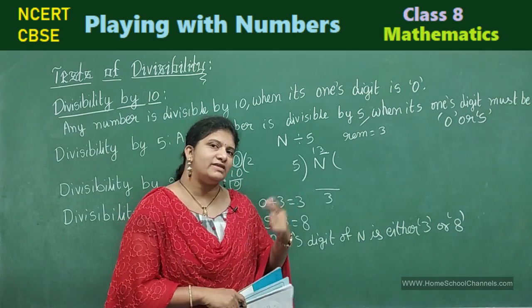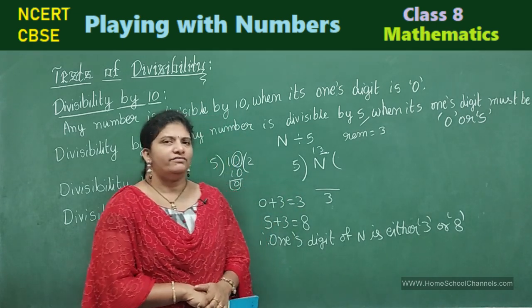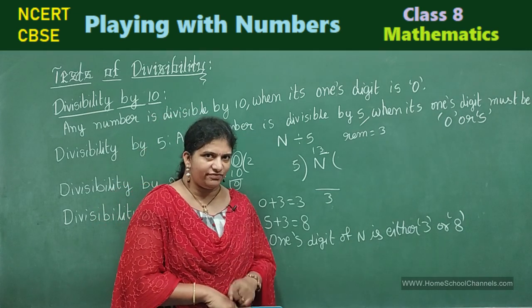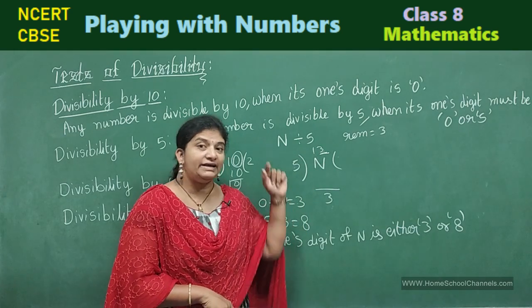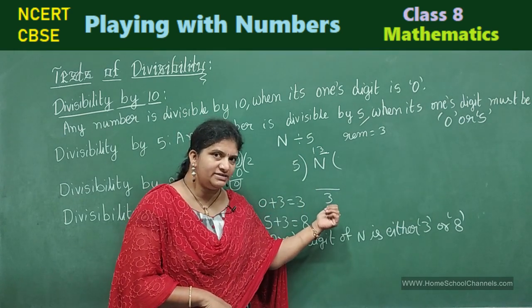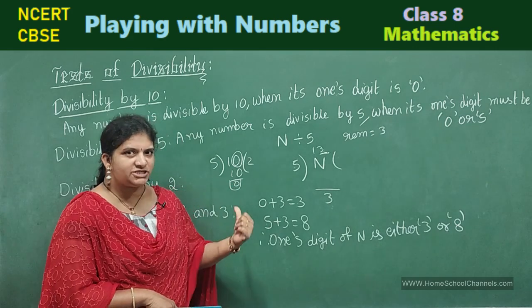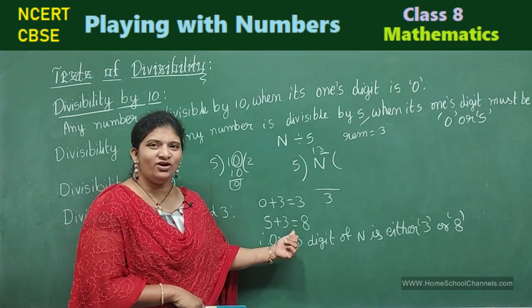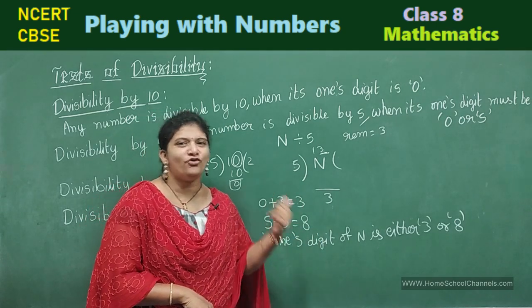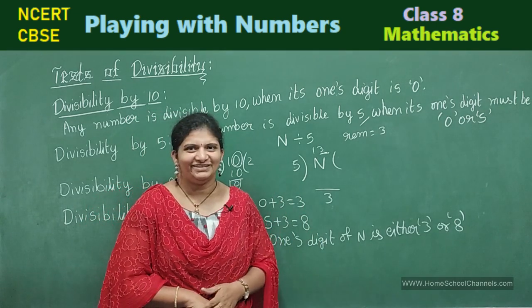What might be the ones digit of n? When it is divisible by 5, the ones digit must be either 0 or 5. Leaving a remainder of 4 means the ones digit must be 0 plus 4, which is 4, or 5 plus 4, which is 9. It might be 4 or 9.